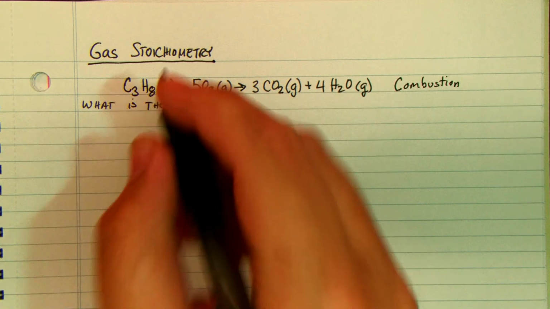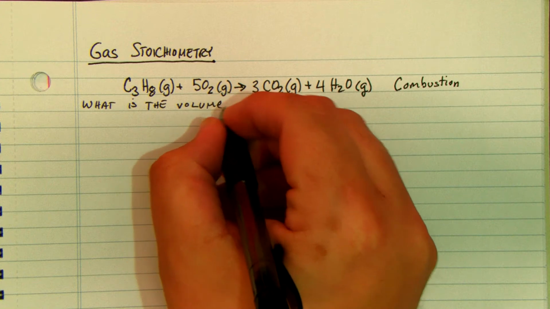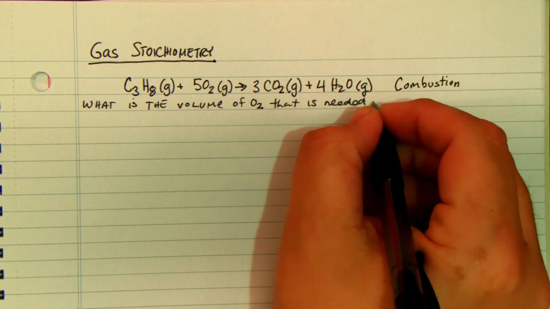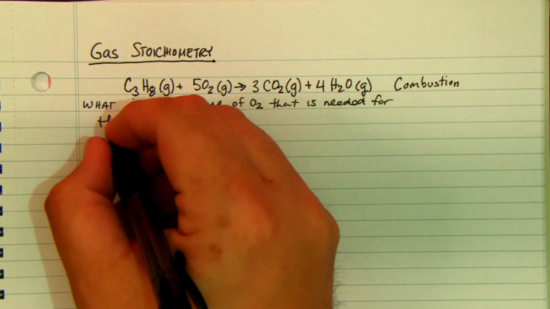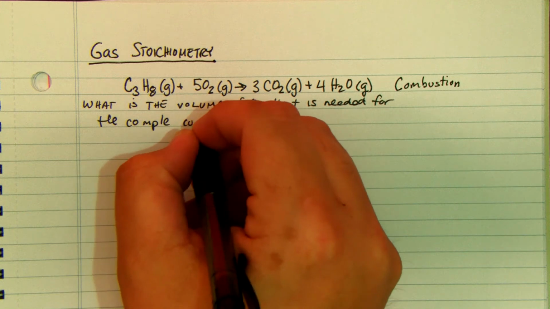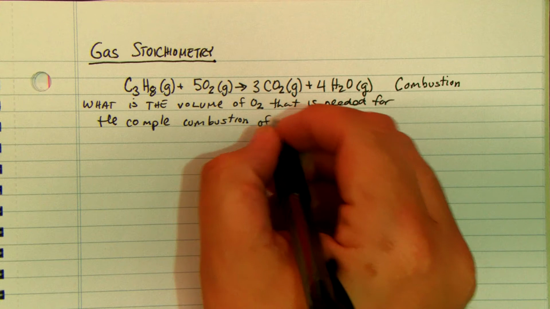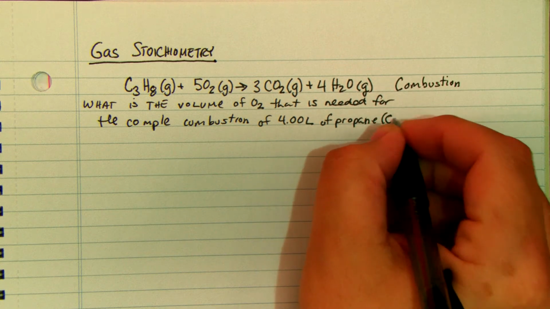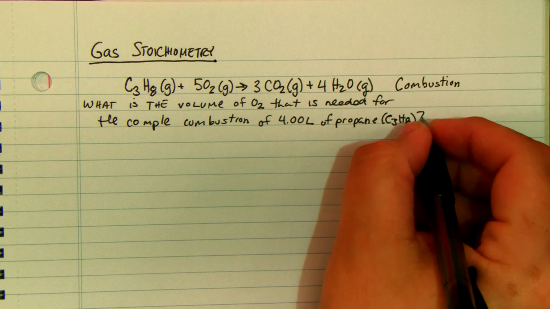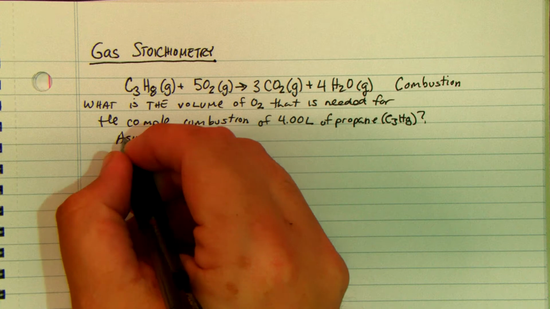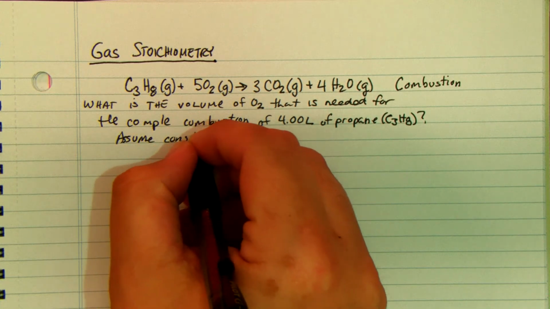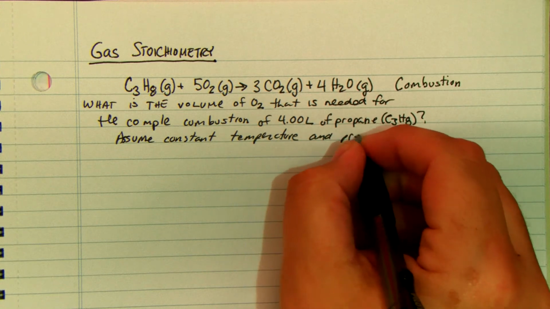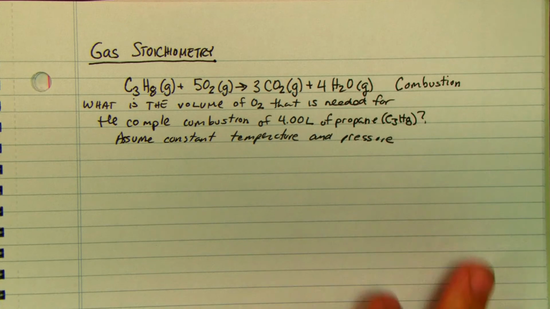What is the volume of oxygen that is needed for the complete combustion of 4.00 liters of propane, which is the C3H8, and we're going to assume constant temperature and pressure. Otherwise, we'd have to do some other things.